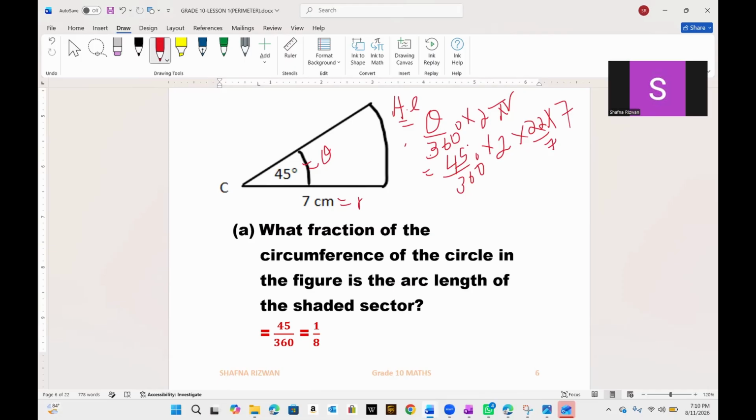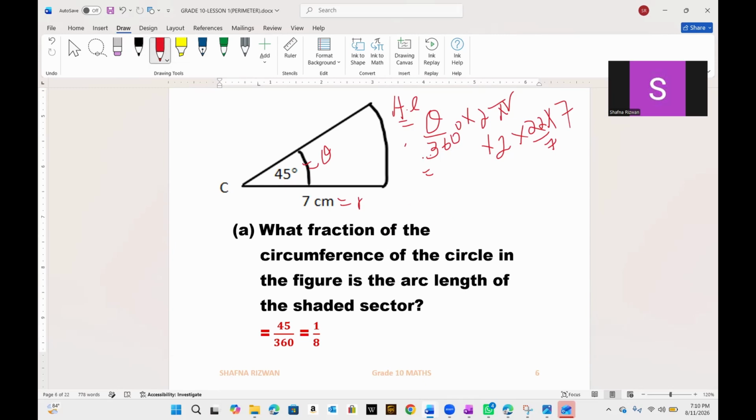Now cancel everything. For 45 over 360, what is the simplified answer? I took 1 over 8. I'll put 1 over 8 instead of that, then it is easy, otherwise I have to simplify it. Y'all don't put it like this. Otherwise, I'll do it like this itself.